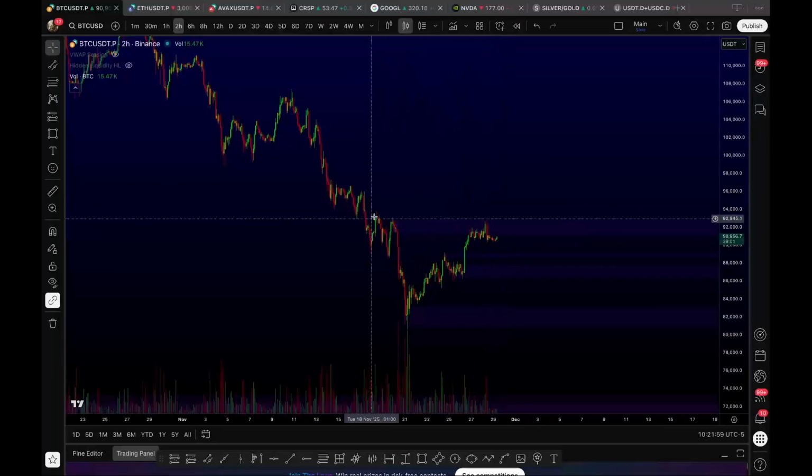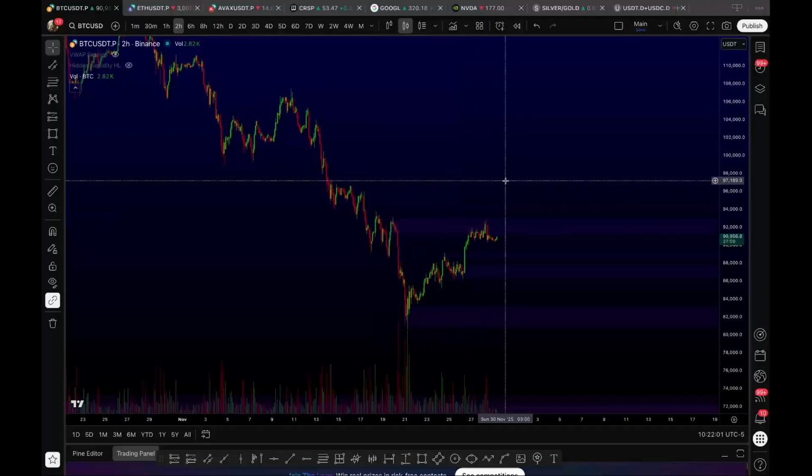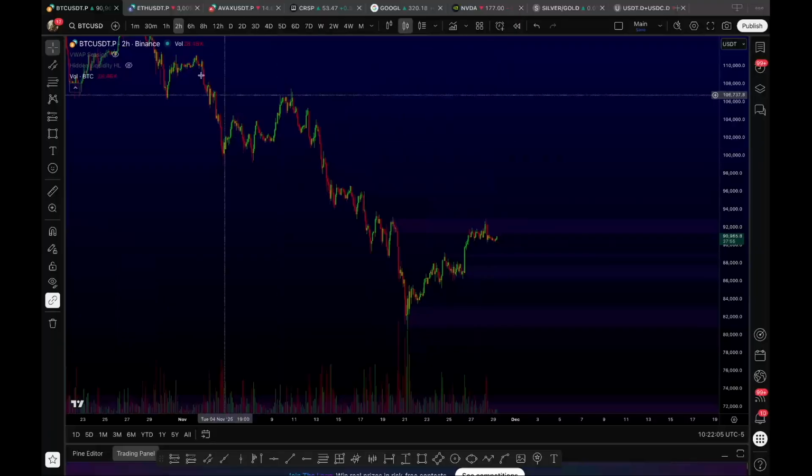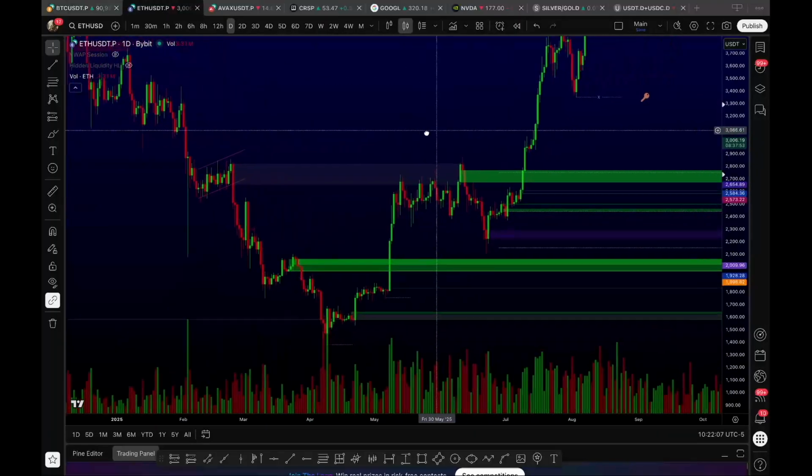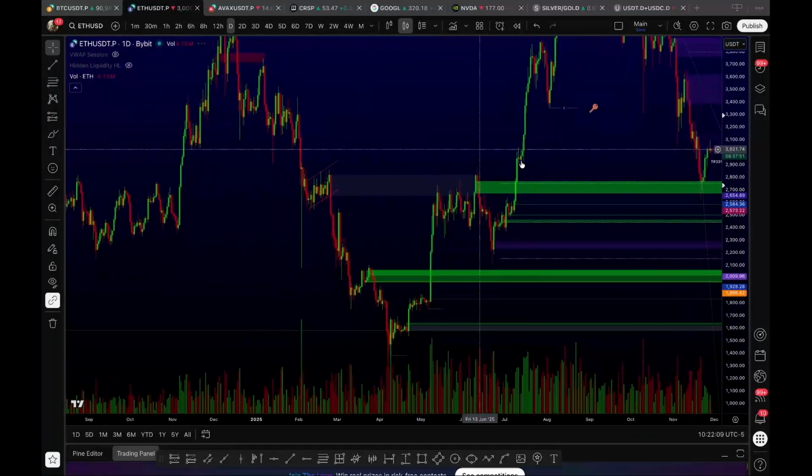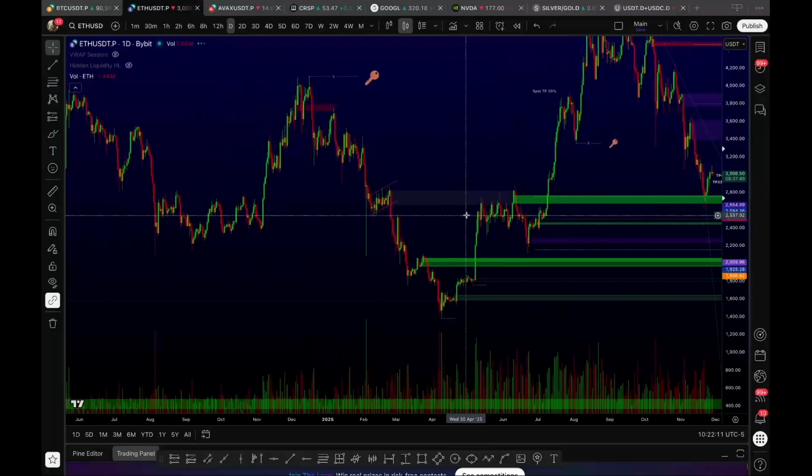So I'm not saying that because this is resistance, price couldn't go higher. But I'm bearish as long as I need to be locally, and once it's broken, we can entertain higher targets. And it's the same for ETH. Structurally speaking, it did exactly this.